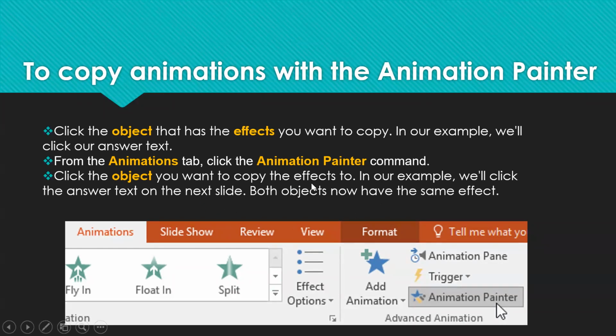Click the object you want to copy the effects to. In our example, we'll click the answer text on the next slide. Both objects will have the same effect. This is similar to Format Painter we have learned in Word.